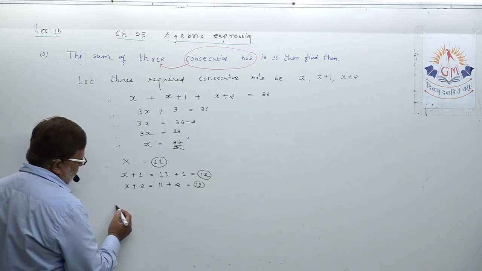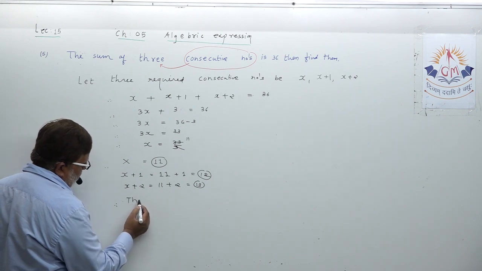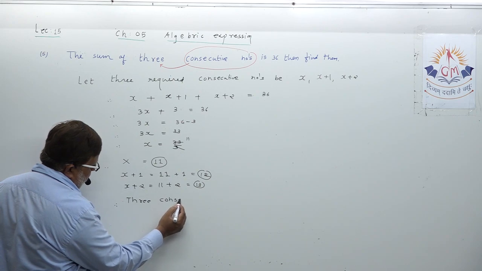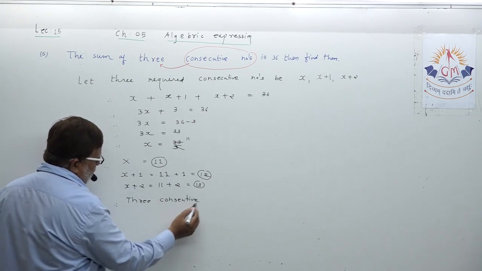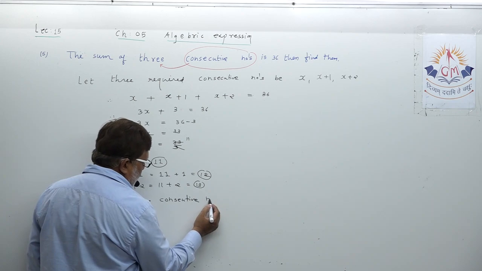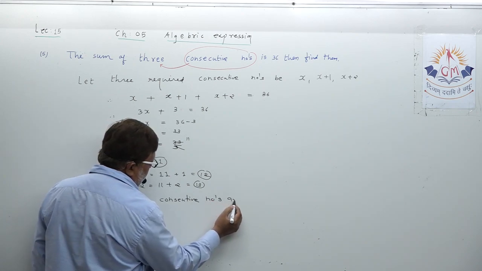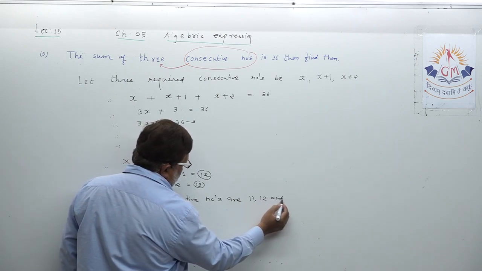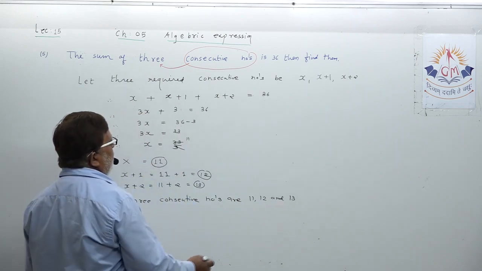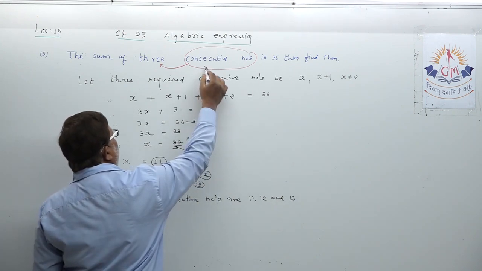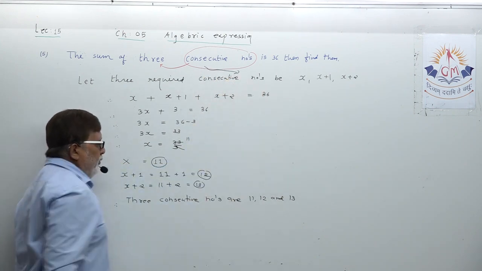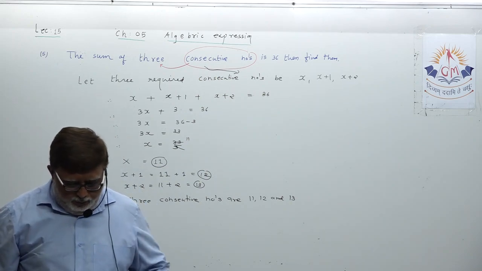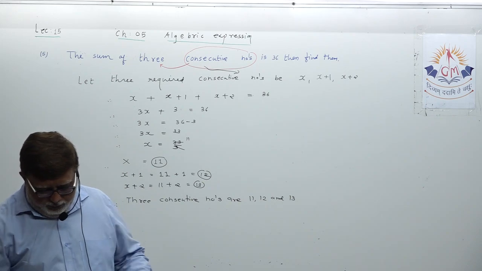So at last you have to write, therefore 3 consecutive means in succession, 3 consecutive numbers are 11, 12 and 13. Whenever you come across this word consecutive number, you have to suppose that way: x, x plus 1, x plus 2.